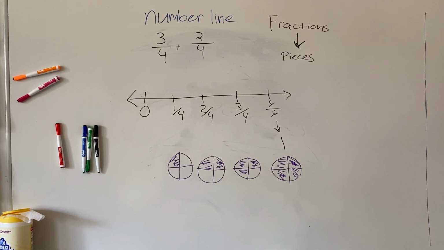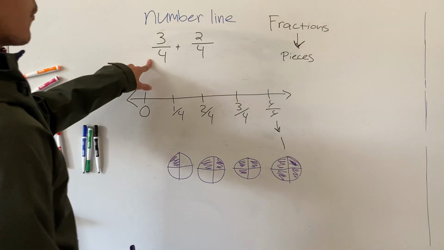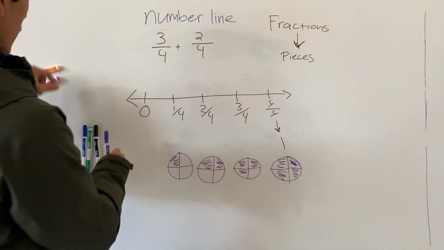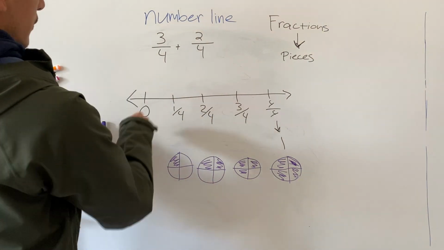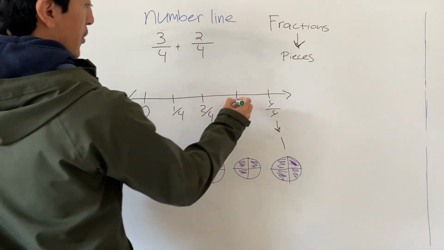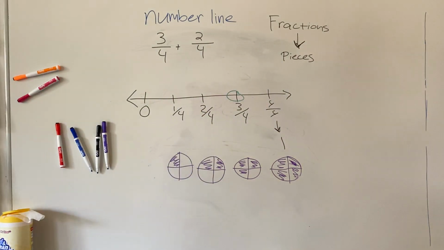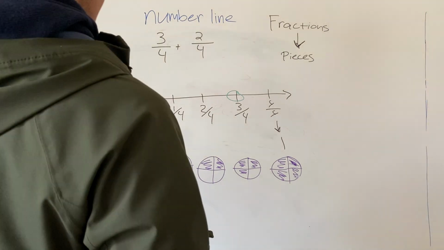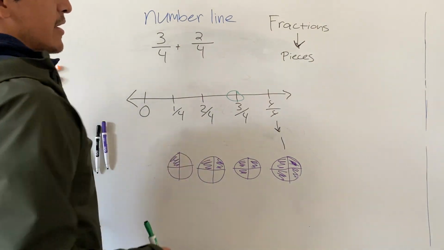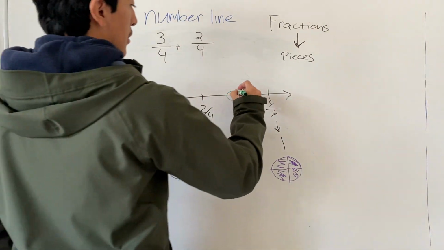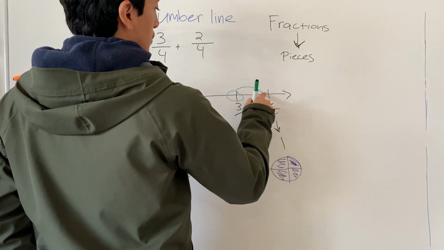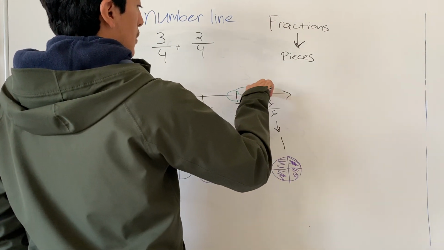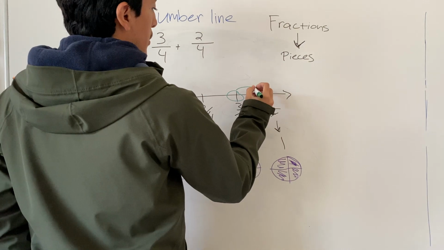All right. So where am I starting off with this time? I'm starting off at 3 over 4, right? 3 over 4. 1, 2, 3, I start off here. Okay? How many am I adding to it? I'm adding 2. 1.